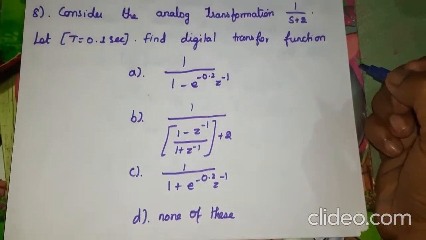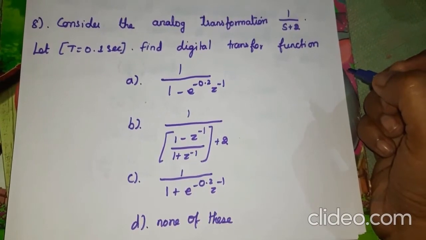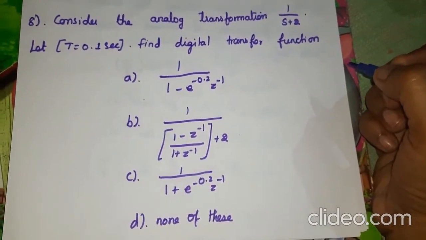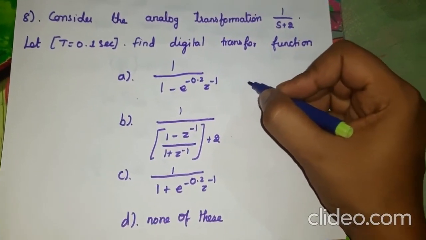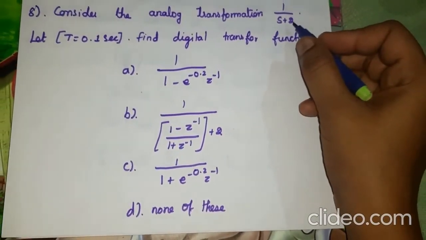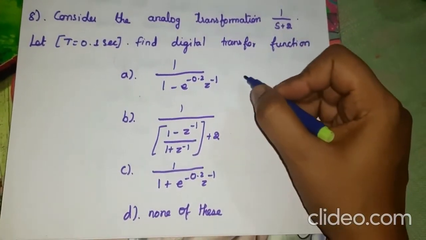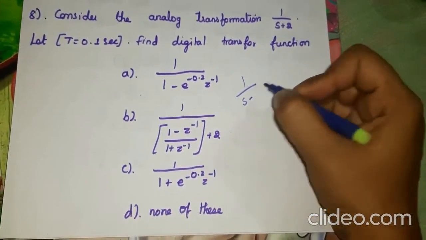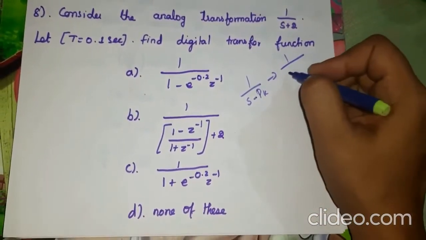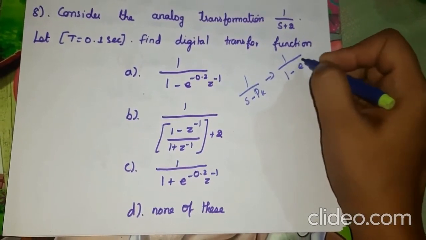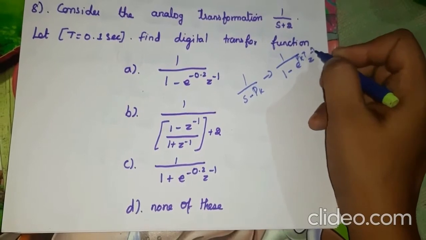Eighth question, consider the analog transfer function 1 by (s plus 2), let T equal to 0.1 second. Find the digital transfer function. So the steps involved to find the transfer function using the simple pole method. Here there is only one pole, 1 divided by (s plus 2). So consider the case 1 by (s minus pk). The transfer function is 1 divided by 1 minus e power pk T z power minus 1.